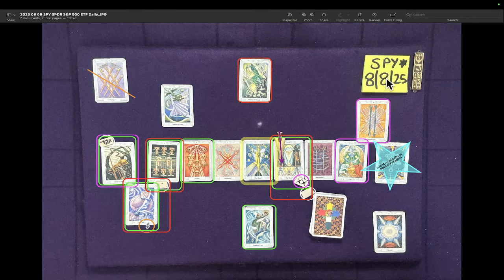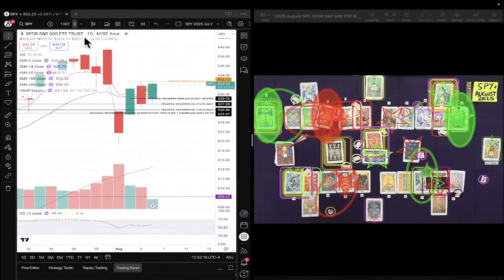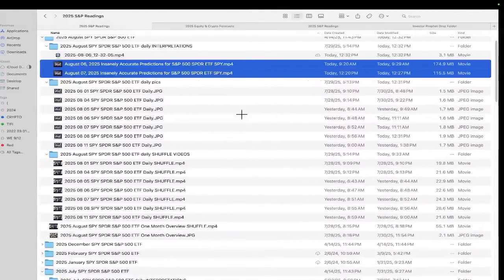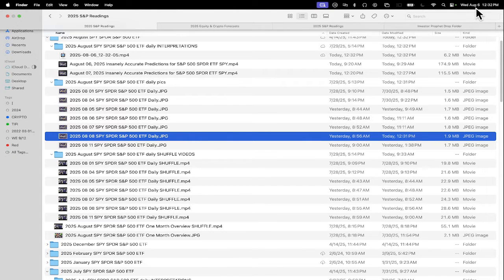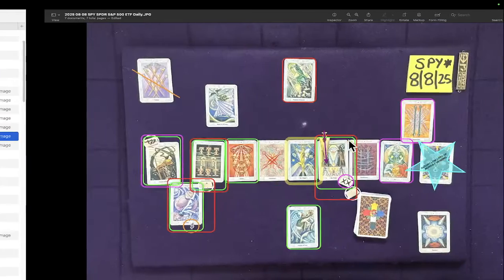This is the S&P 500 Spider ETF SPY one-day reading for August 8th, 2025. It's currently August 6th, 2025, 12:32 p.m. Eastern Time. SPY at the time of this reading, $632.22 USD. The shuffle video for the August 8th reading was created on August 5th, 2025 at 8:56 a.m. Eastern Time.